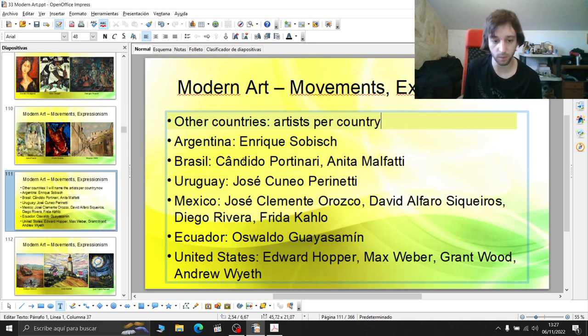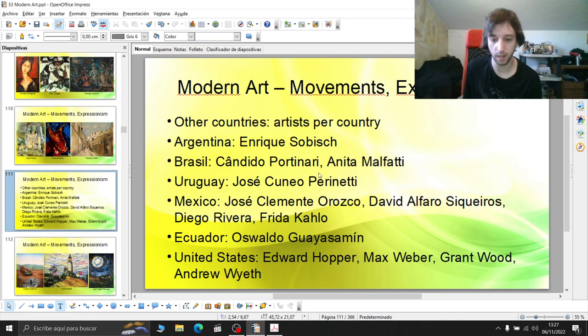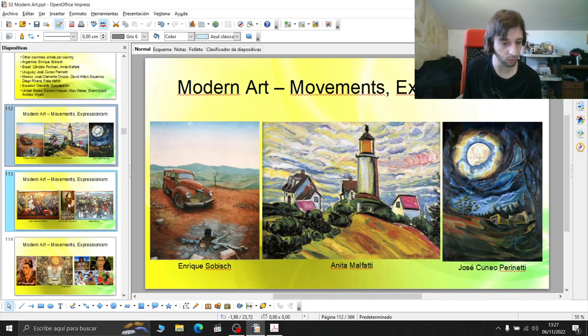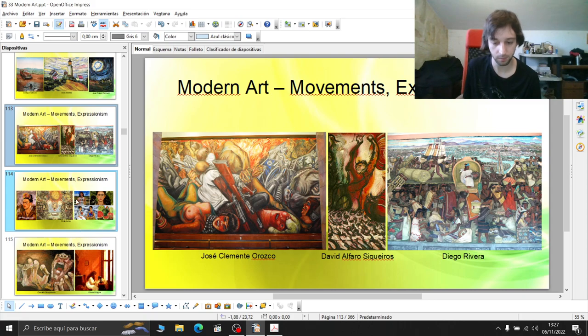Argentina with Enrique Policastro, Brazil with Candido Portinari and Anita Malfatti, Uruguay with José Cúneo Perinetti, Mexico with José Clemente Orozco, David Alfaro Siqueiros, Diego Rivera and Frida Kahlo, Ecuador with Oswaldo Guayasamín, and the United States with Edward Hopper, Max Weber, Grant Wood and Andrew Wyeth. Here are examples of everyone.